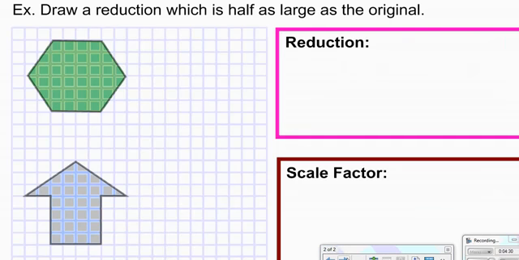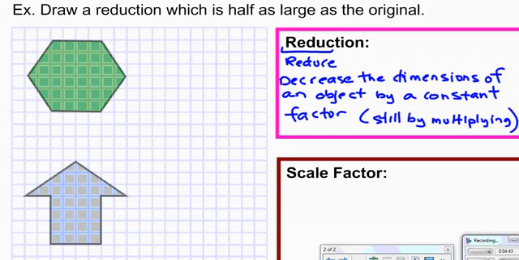Okay, so the next thing we need to do is we need to talk about reductions. And so again, you have boxes with words in them. So take a minute to figure out how you can describe those words in your own words. All right, so hopefully you figured out that a reduction is the opposite of an enlargement. You are making a shape smaller, or you are reducing it.